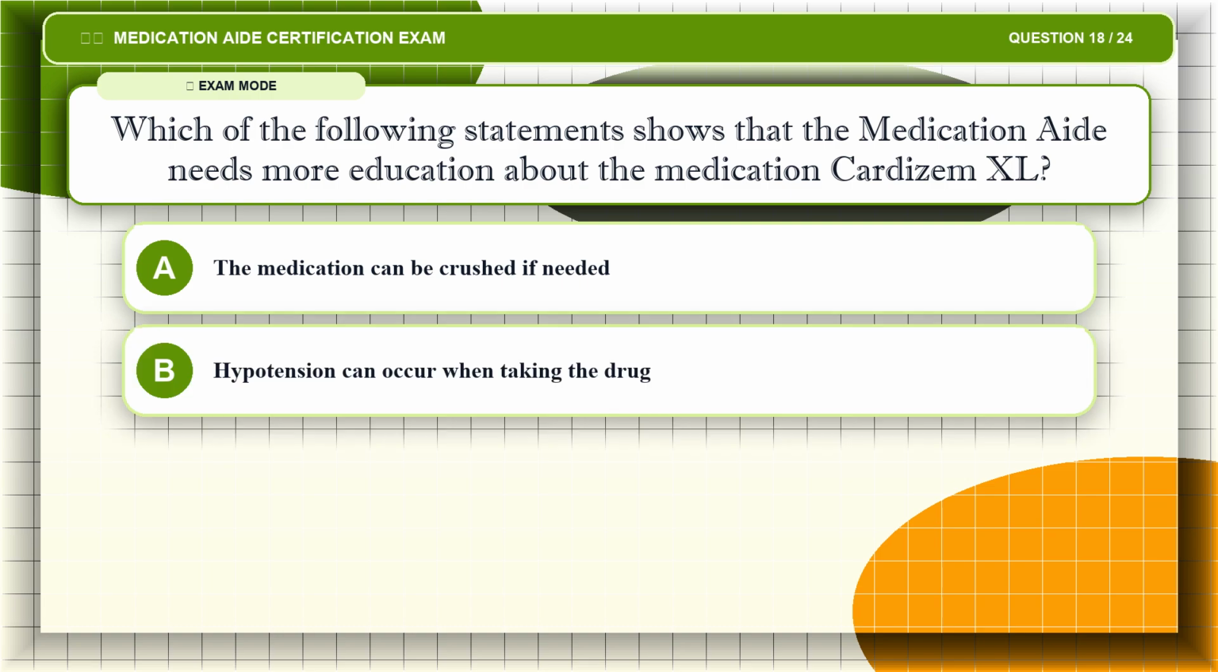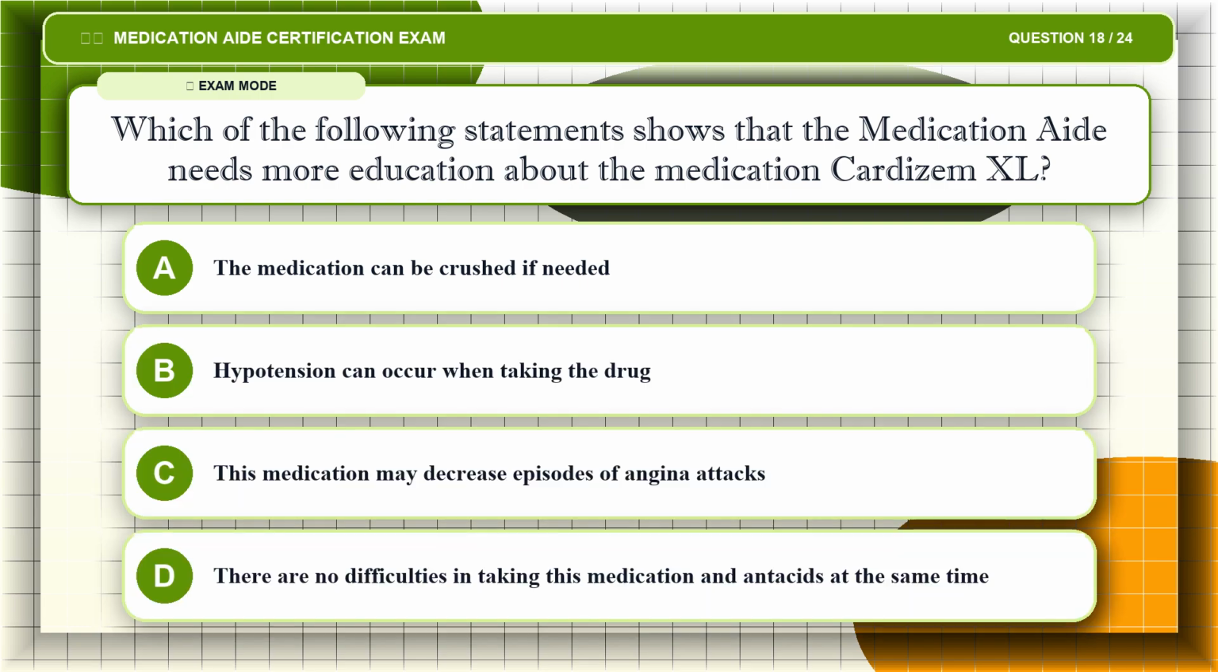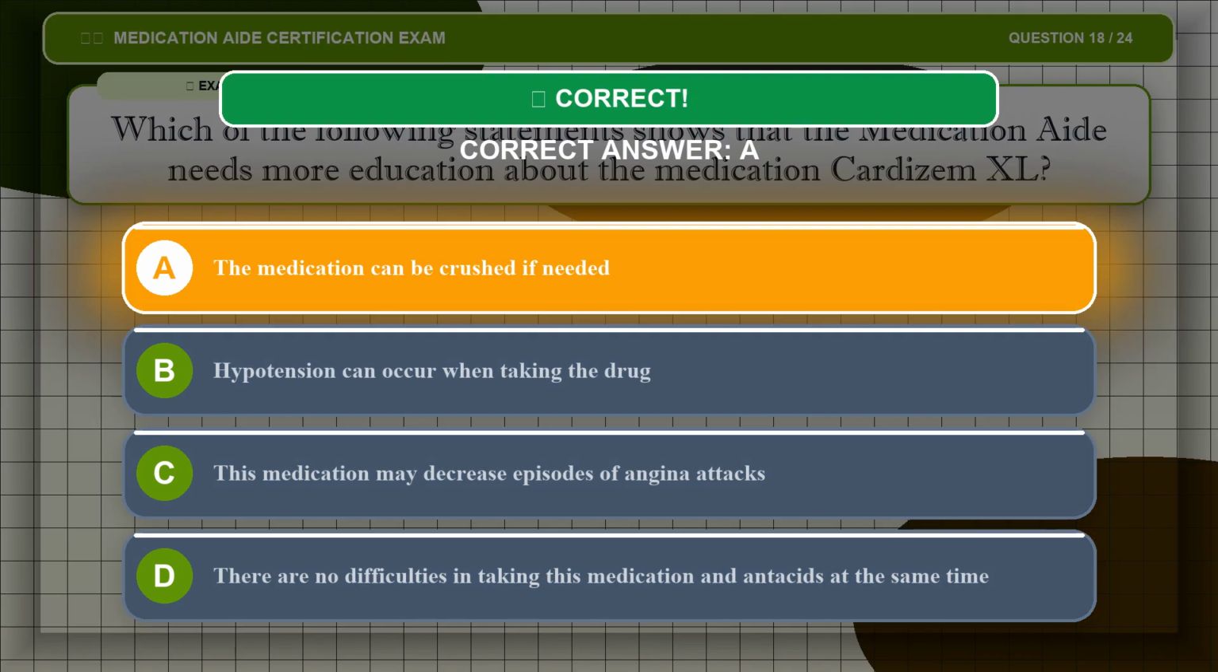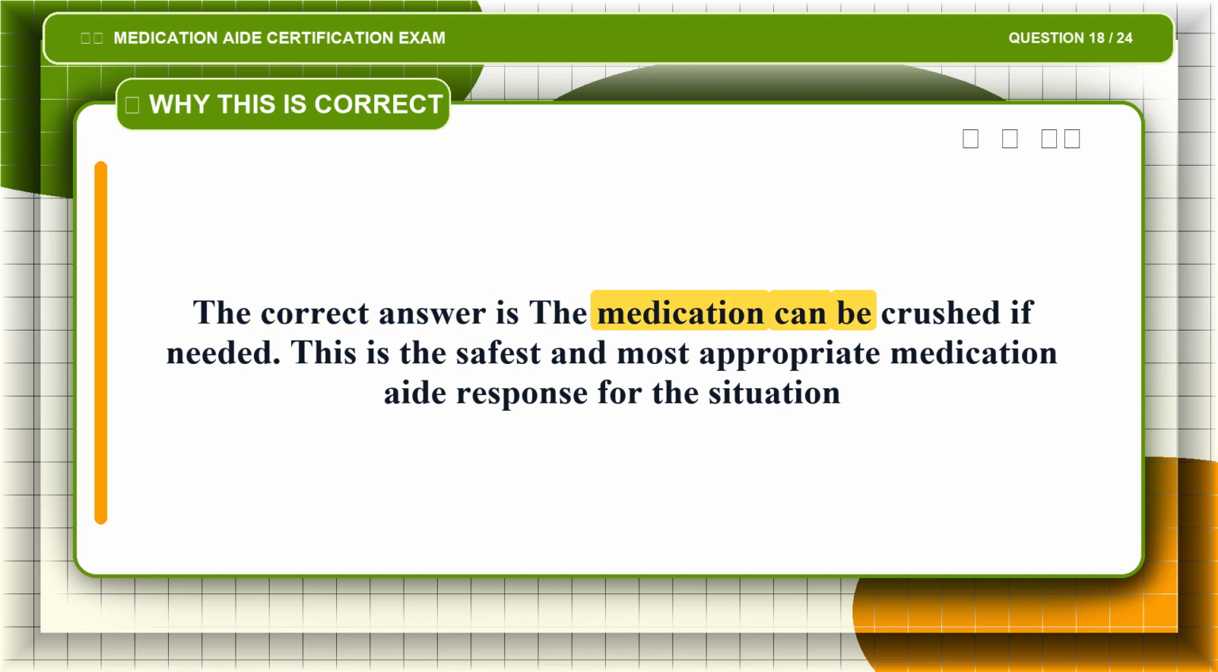Question 18. Which of the following statements shows that the medication aid needs more education about the medication Cardizem XL? Option A. The medication can be crushed if needed. Option B. Hypotension can occur when taking the drug. Option C. This medication may decrease episodes of angina attacks. Option D. There are no difficulties in taking this medication and antacids at the same time. The correct answer is option A, the medication can be crushed if needed. This is the safest and most appropriate medication aid response for the situation.